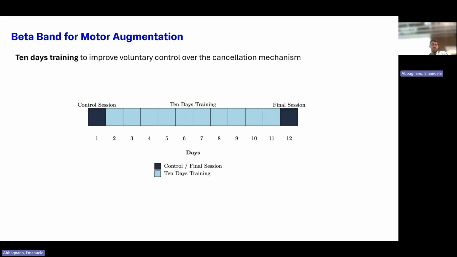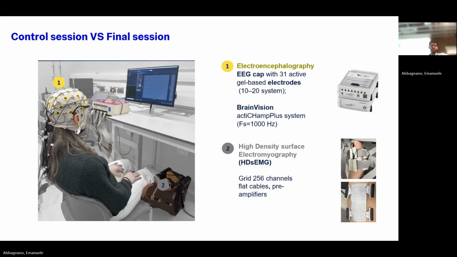use it. For this, we designed an experiment, which is a 10 days training where the persons are learning to control the signal through this cancellation mechanism over time. We have a control session and a final session, at the beginning and at the end of the training, to see if there is learning, and if there is also neuroplasticity associated with it. These control and final sessions are made with both EEG and high density EEG. What you're seeing the subject doing is just different isometric contractions, so it will be 10% MVC, 20% MVC.